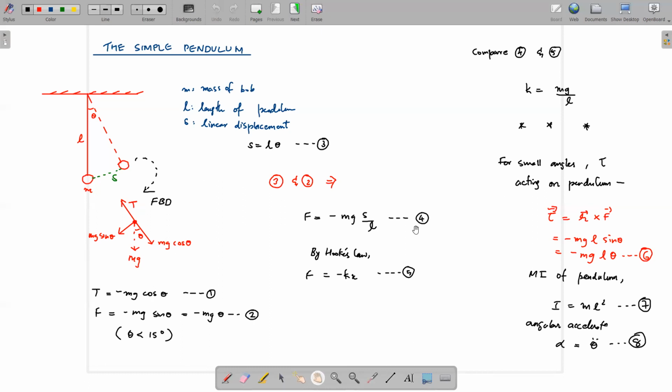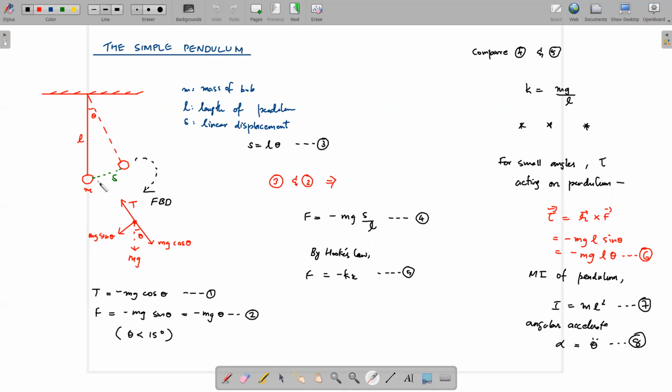So here we have a pendulum right here, which is fixed onto a ceiling. The one end is fixed onto the ceiling, and on the other end we have a bob of mass small m, and the length of the pendulum is taken as small l.